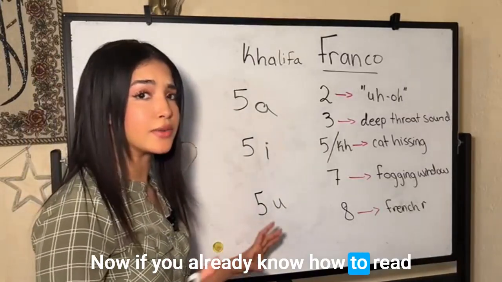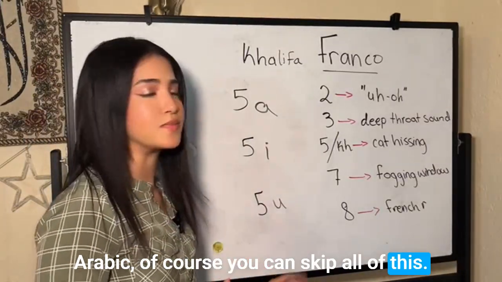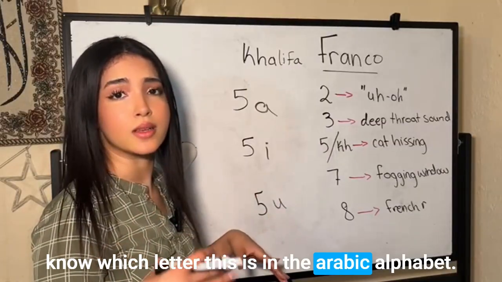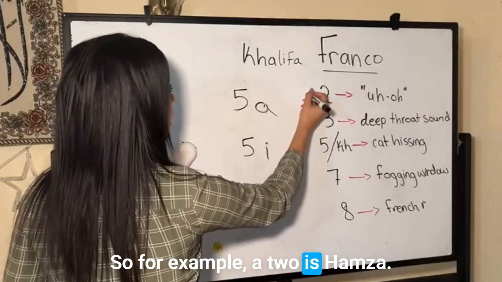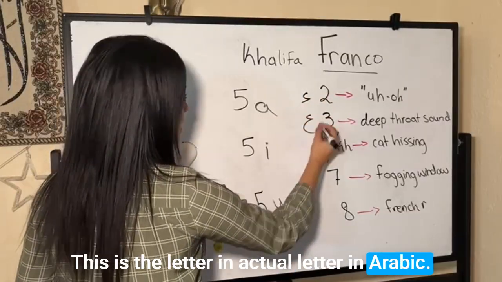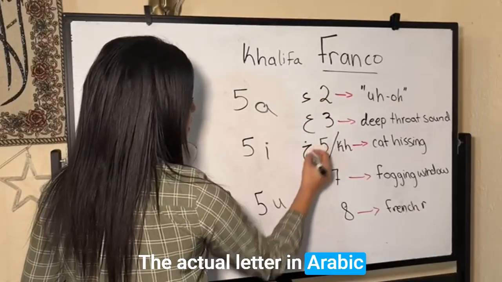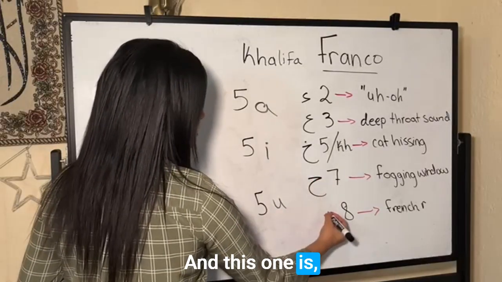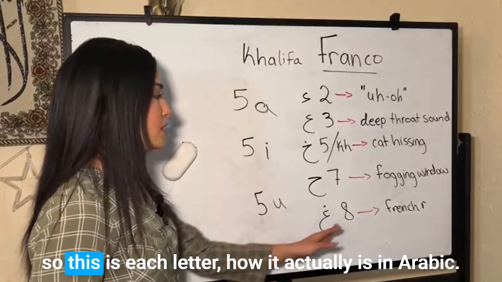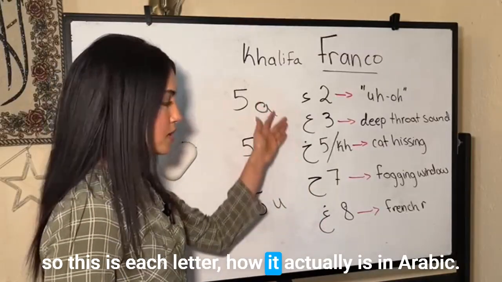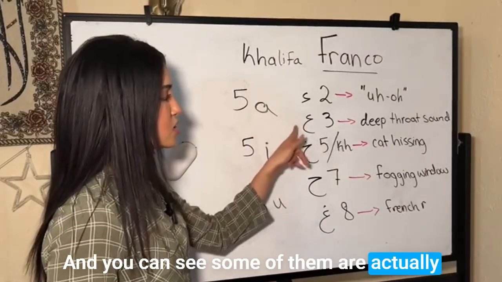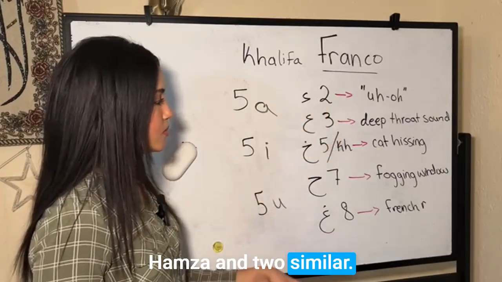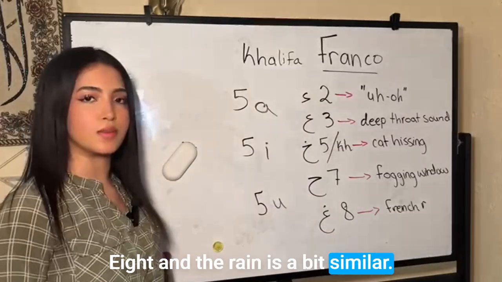Now if you already know how to read Arabic, of course, you can skip all of this. I know some of you might want to know which letter this is in the Arabic alphabet. So for example, a 2 is Hamza. This is the actual letter in Arabic. Ain, the actual letter in Arabic. Kha, actual letter in Arabic. Ha, and this one is Ghain. So this is each letter, how it actually is in Arabic. And you can see some of them are actually similar, like Ain and number 3. Hamza and 2 are similar. 8 and the Ghain is a bit similar.